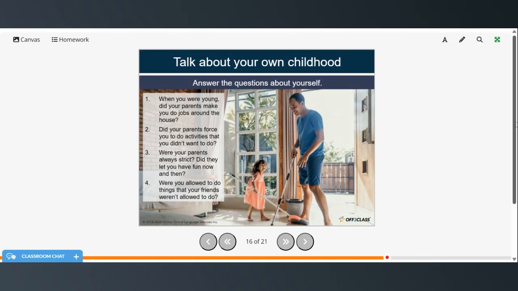Alright, so now answer these questions about yourself, and you can put your answers in the comments. When you were young, did your parents make you do jobs around the house? Did your parents force you to do activities that you didn't want to do? Were your parents always strict? Did they let you have fun now and then? Were you allowed to do things that your friends weren't allowed to do?